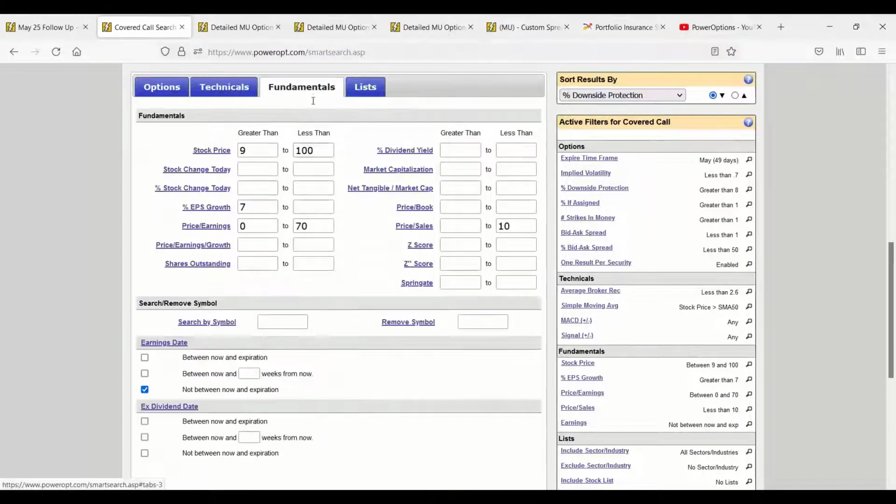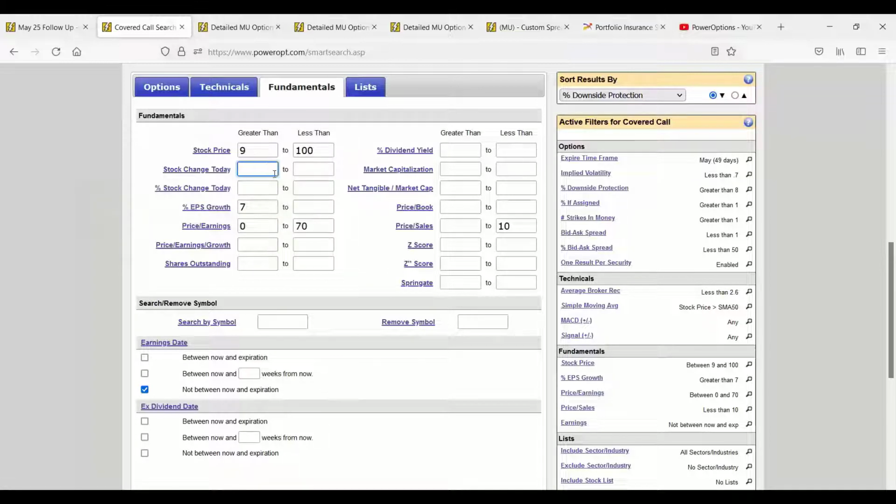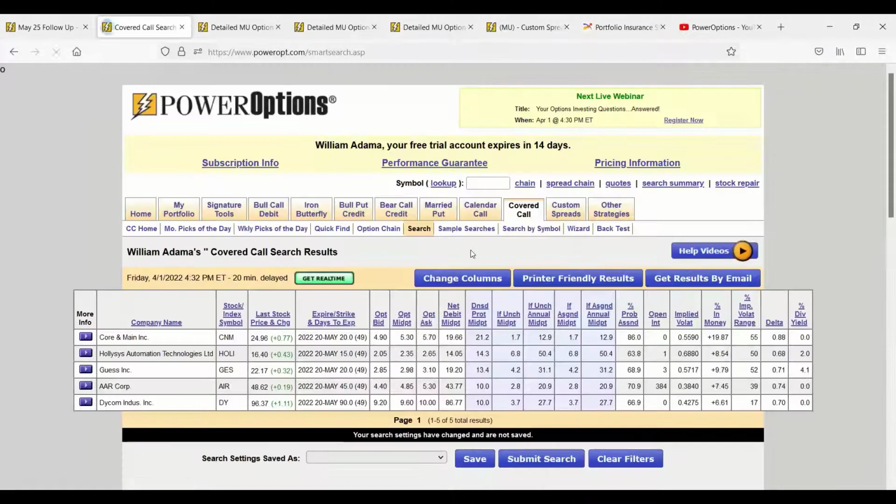I'm sorry, I'm going to fundamentals first. Real simple change: stock change today, or percentage stock change today. I only want to see positive stocks. Let's just put in greater than 0. That's all we need to do. And go ahead and submit that.